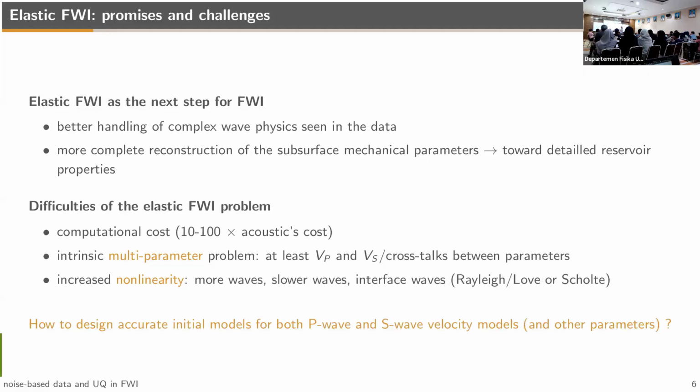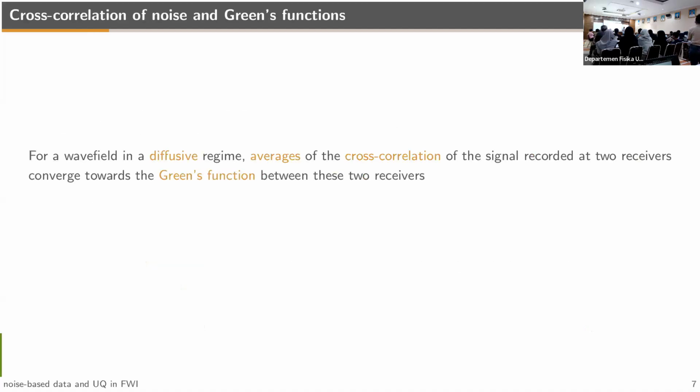So in the frame of this objective, one question is how to design a sufficiently accurate starting model for both P and S wave. One idea to design such good quality data is to take benefit of ambient noise recording.